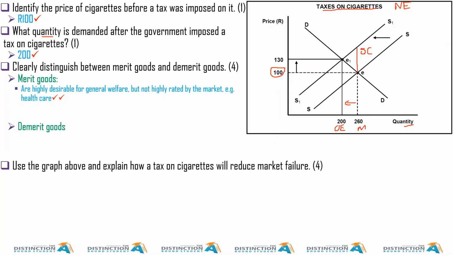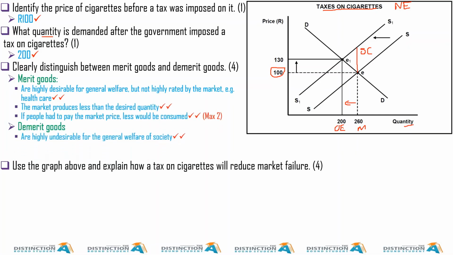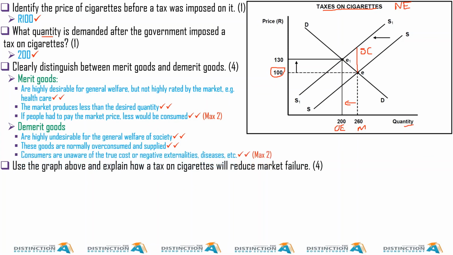Right, clearly distinguish between merit goods and demerit goods. All right, merit goods are goods that are deemed to be good. Demerit goods are goods that are deemed to be bad or harmful. So you can find your words there. All right, but you can say anything along those lines.